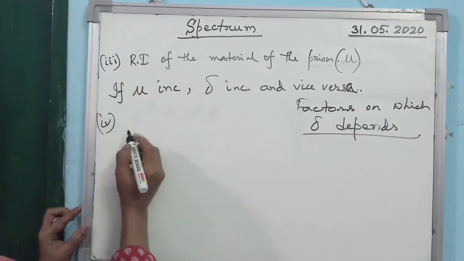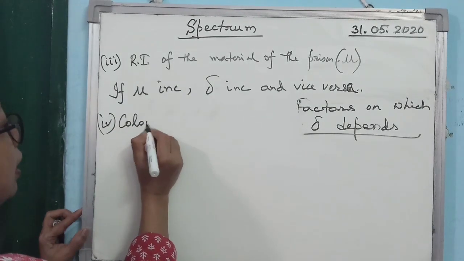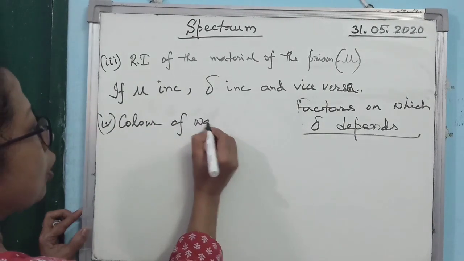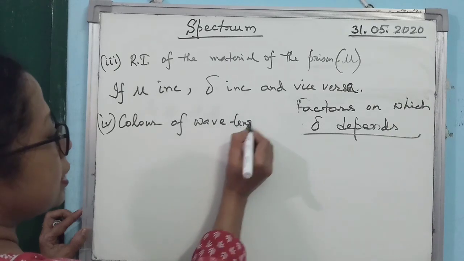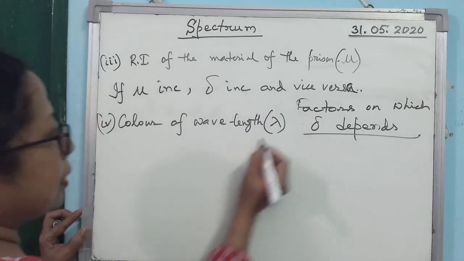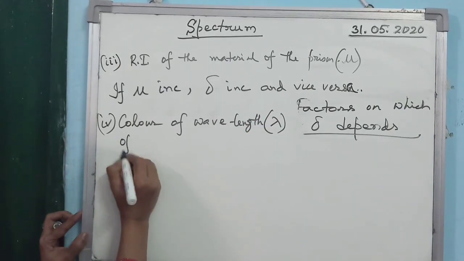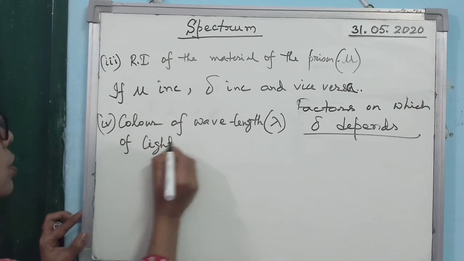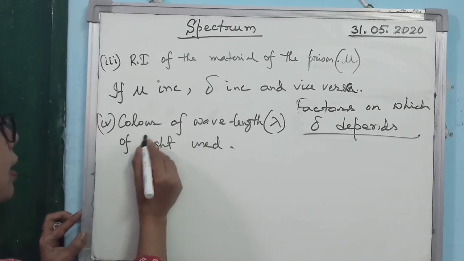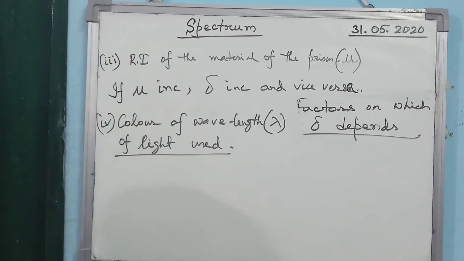Then the fourth factor is the color or wavelength of light used. This is the most important factor. Color or wavelength of light used. How does it depend? Let us find it out.